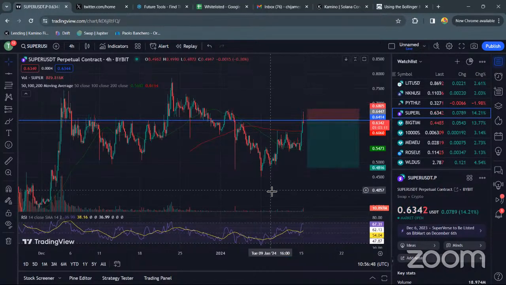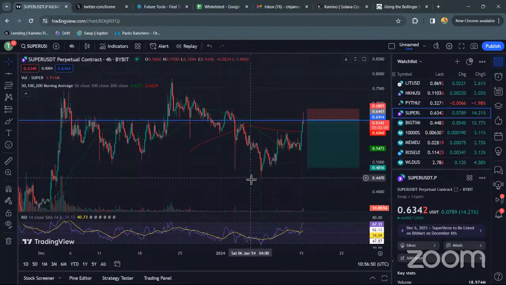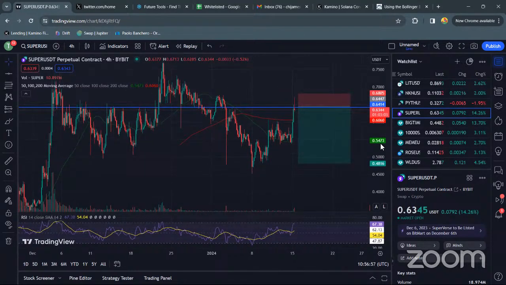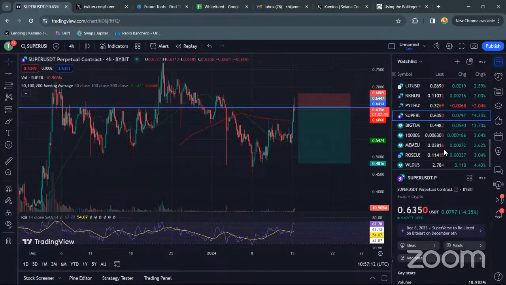So I think I'm going to look to short this. I would also share this signal in Telegram channels, because it looks bearish, to be honest. I can see a death cross here with the 50 and 200 moving averages. So yeah, this is one shot.